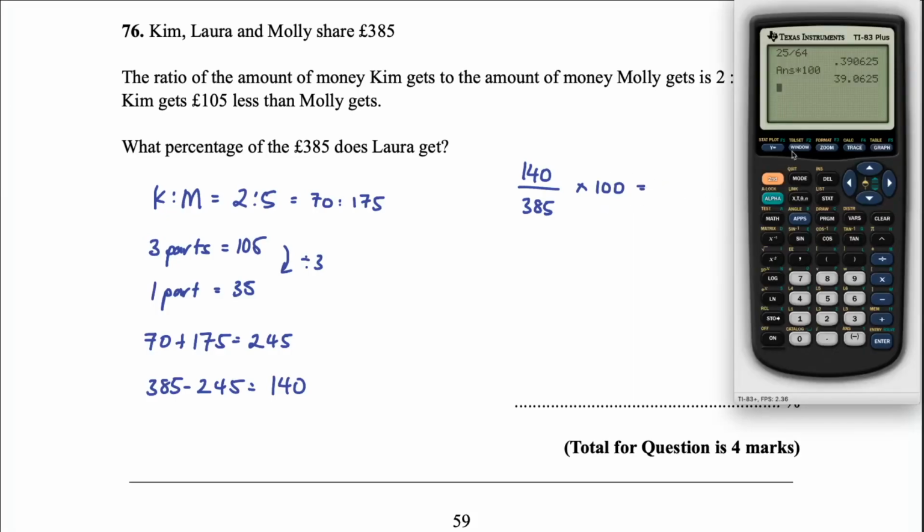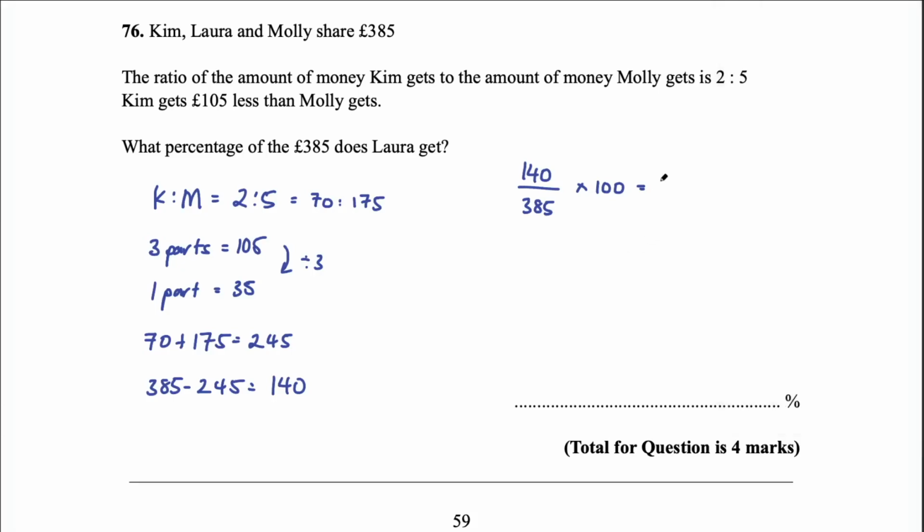And let's plug that in. 140 divided by 385 multiplied by 100, and we get 36.363636, etc. So I might write that down. Now the question does not say whether to round off or not. I'm not 100% sure what to suggest.